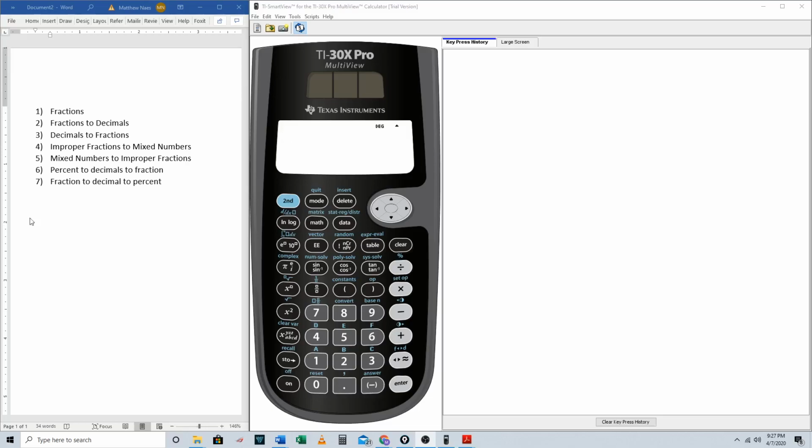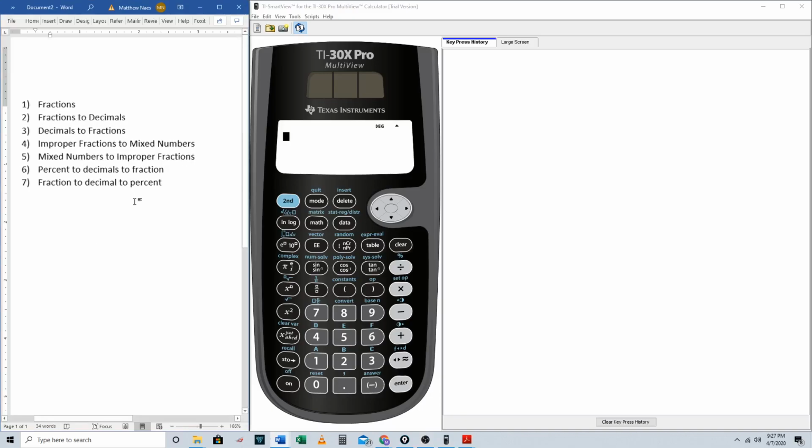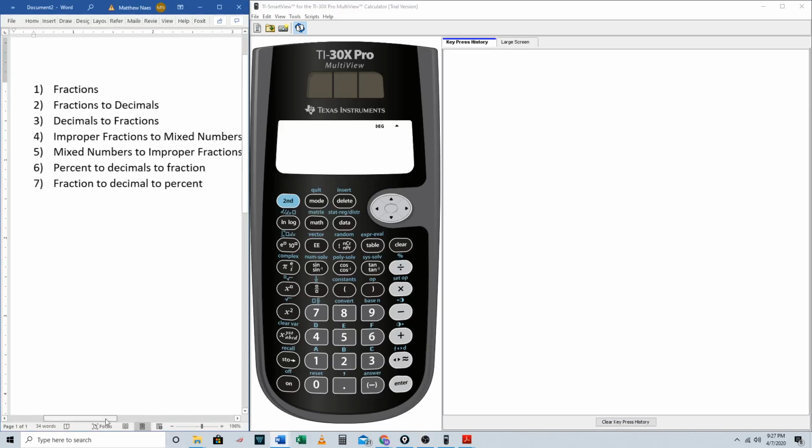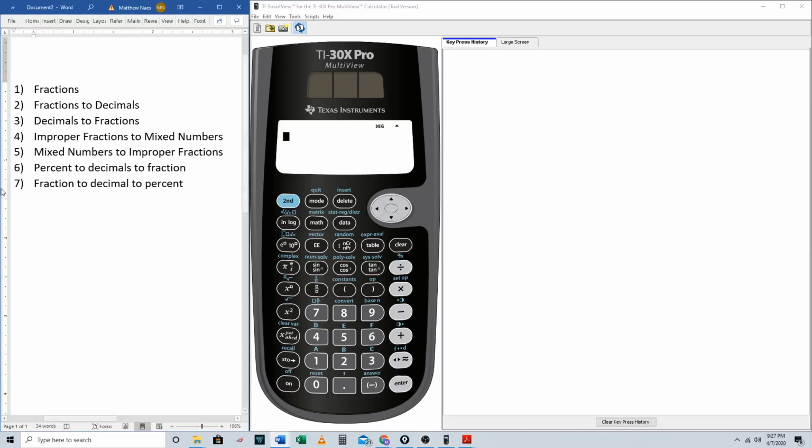In this recording, I want to go through how to use the calculators for dealing with fractions. We're going to deal with first how to set up fractions, how to convert fractions to decimals and decimals to fractions, and we are also going to do improper to mixed number to improper. Then finally, we'll do percents to decimals to fractions, and then fractions to decimals to percent. So we're going to do all of this.